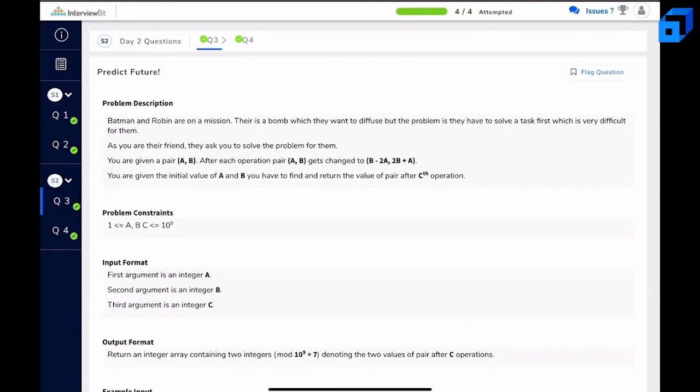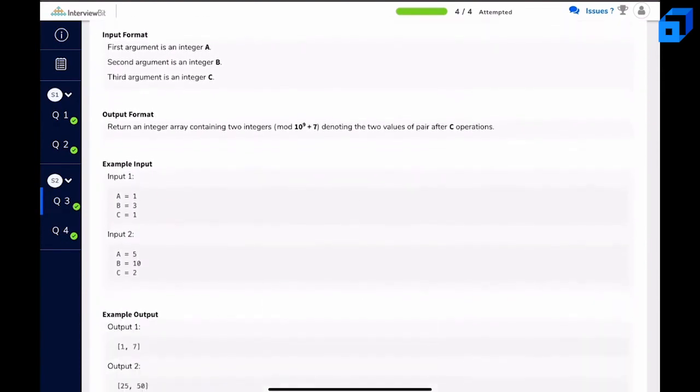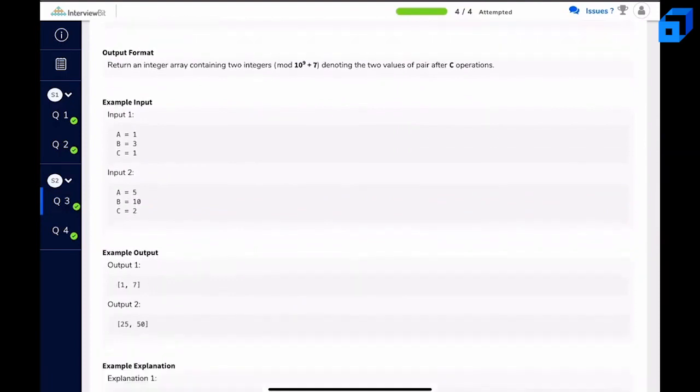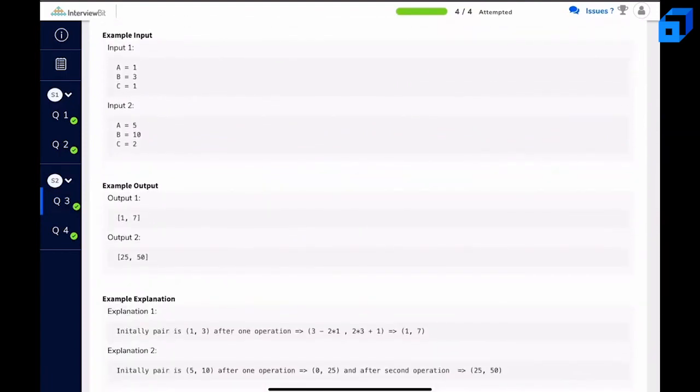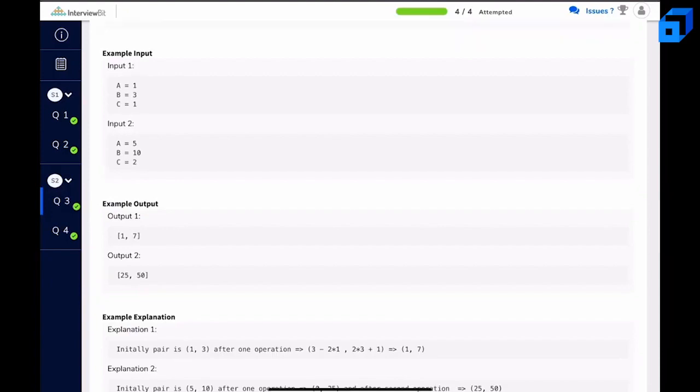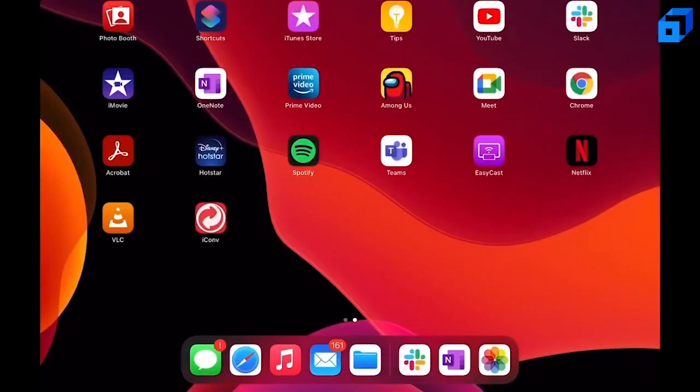A, B, C are up to 10 to the power 9, and you need to return the value modulo 10 to the power 9 plus 7. So for example, if A is 5, B is 10 and C is 2. Initially the value is (5, 10). After doing one operation, the value will be (0, 25). And then again we do an operation, (0, 25) will be changed to (25, 50). So the final answer will be (25, 50).